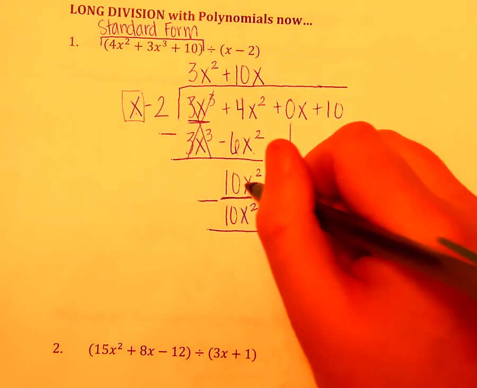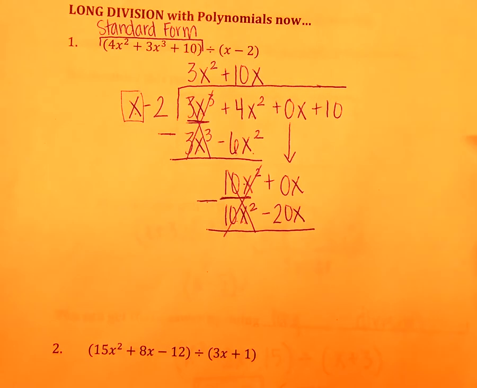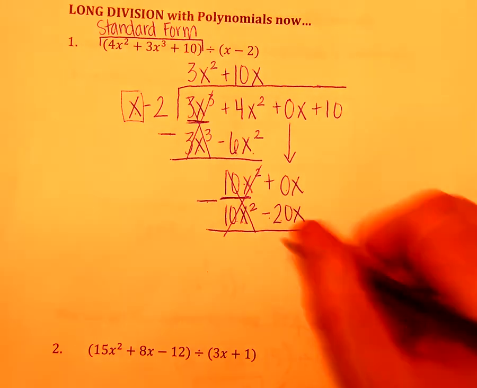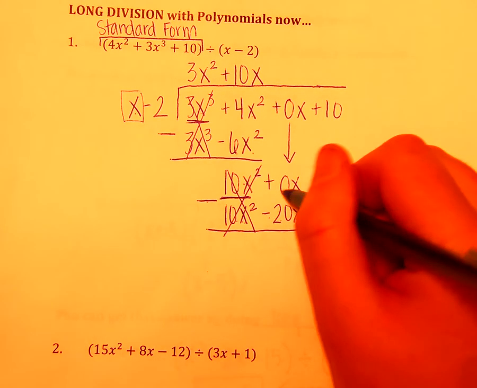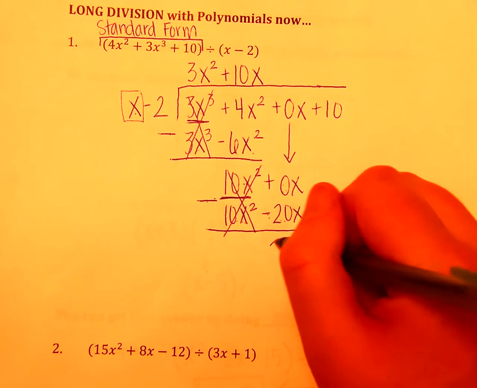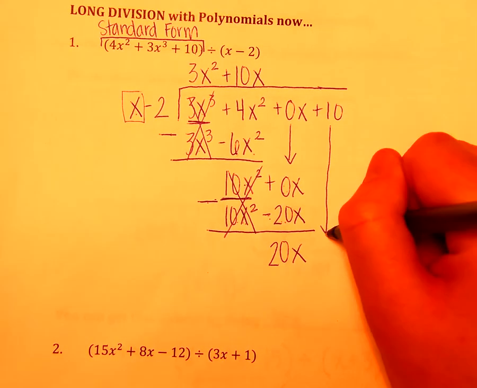These first two pieces should cancel out, and they do. 10x squared minus 10x squared is nothing. And 0 minus negative 2 is plus 2, or 20, excuse me. 0 minus negative 20 x's, that means 0 plus 20 x's, so 20x. And then you can drop down this 10.